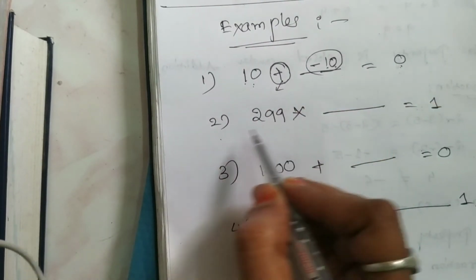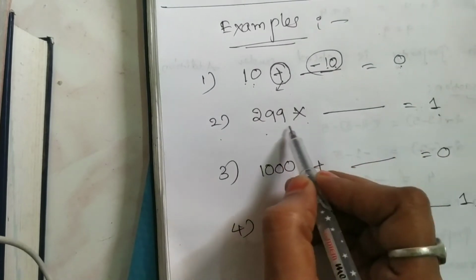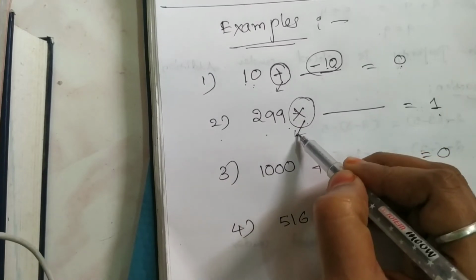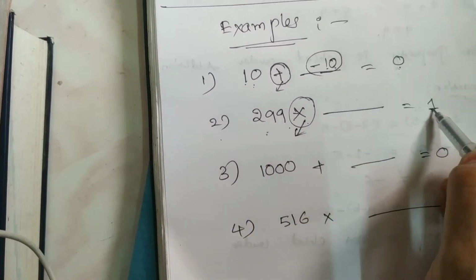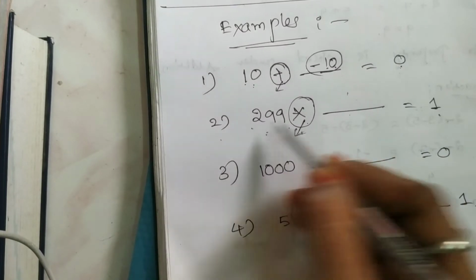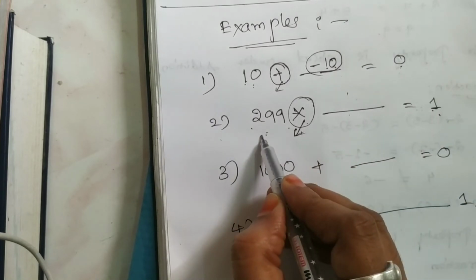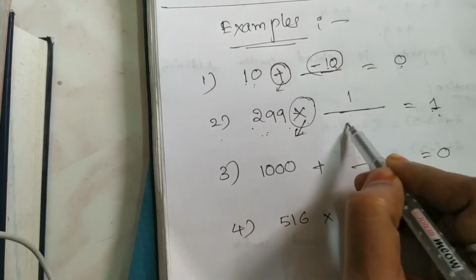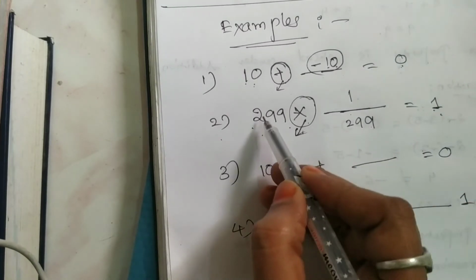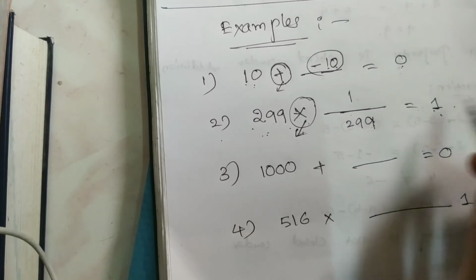Next example, 299 into dash equals 1. Here this is the multiplicative sign, so we multiply by the reciprocal of 299, then we get 1 as the answer. So here 299 is multiplied by the reciprocal of 299, that is 1 by 299. 299 will be cancelled, then we get the answer.